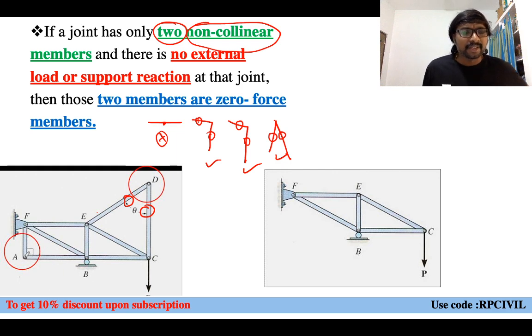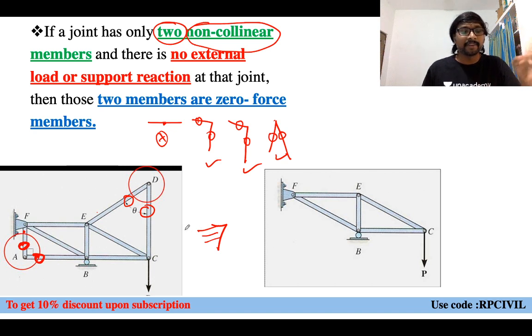what will happen? Two members AF and AB are non-collinear members only, and there is no external load or no support reactions to balance. There is nothing to balance means what are the forces they will be taking at the joint A? 0 forces they will be taking, right? Like that. So when you are removing these 0 force members, only for analysis you have to remove.